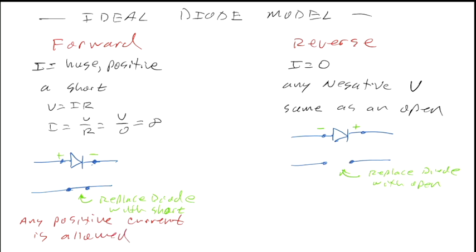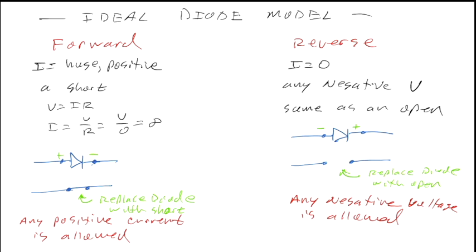And in the case of reverse bias, it means that any negative voltage... the short circuit really can't handle a positive voltage. It's always going to have 0 volts across it, right? But it will allow any positive current. And an open circuit won't allow any current, but it will allow any negative voltage. That's basically a more proper way of understanding what's happening.